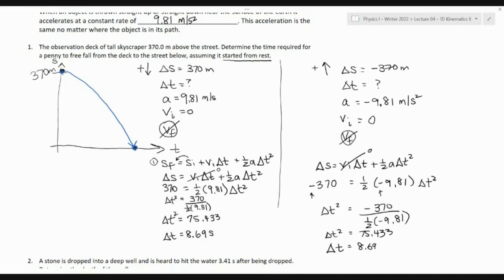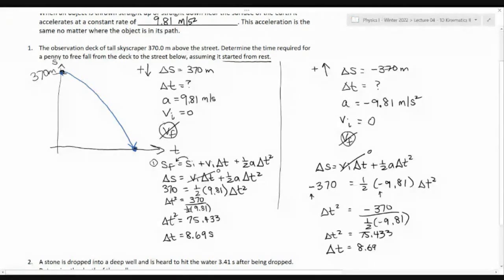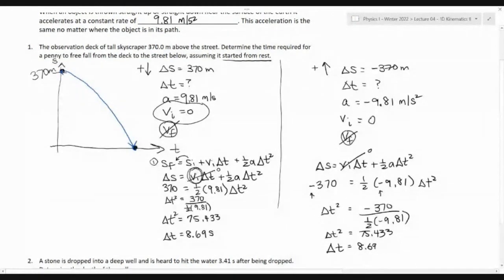Mohammed, do you have a question? Yeah, I understood this whole process. The only thing I missed was how we could just cross out that term. Oh, okay. It's because the question tells us the initial velocity is 0. If we plug in a 0 for the initial velocity, 0 times anything is 0, so it just goes away. Oh, got you.